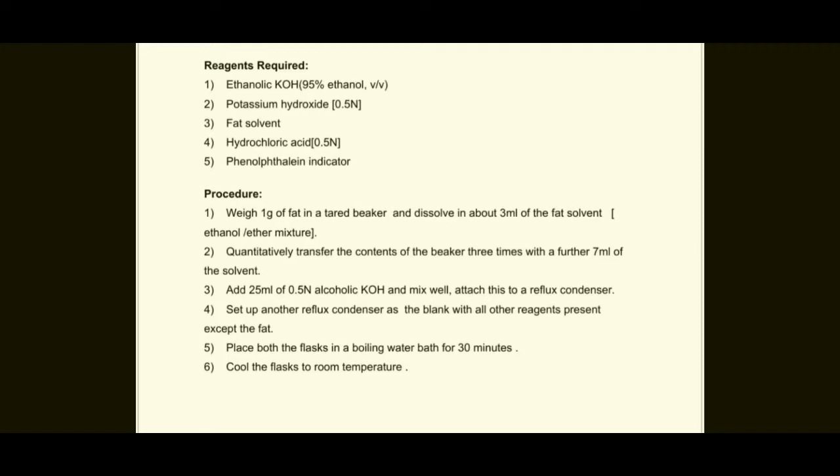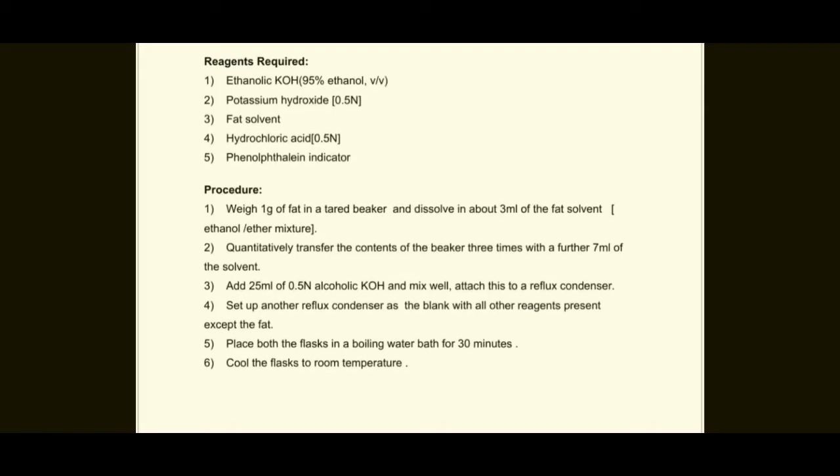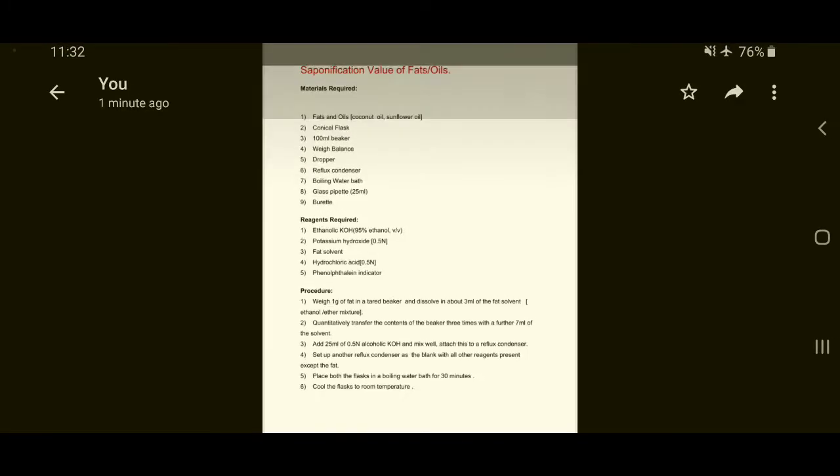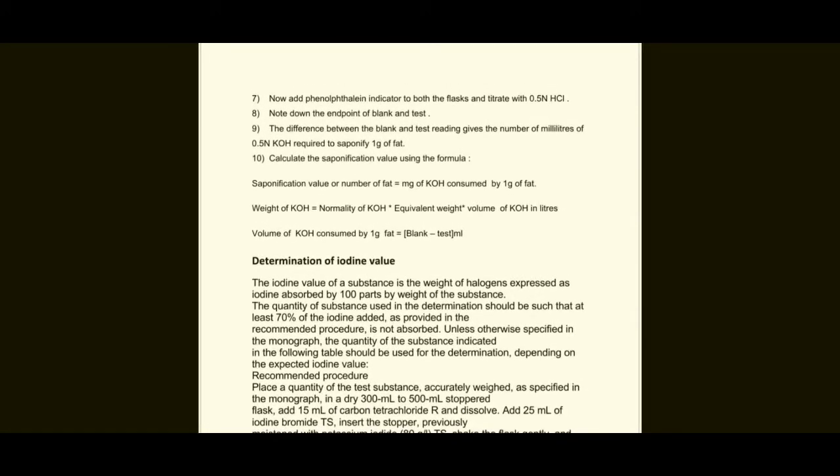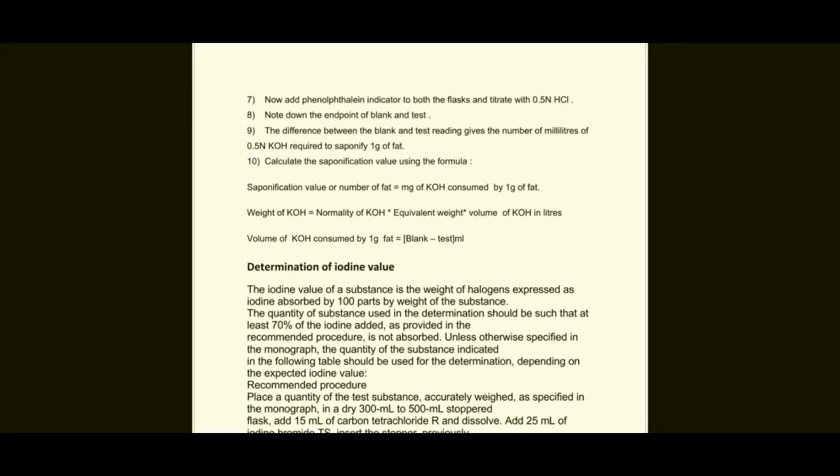After that, place both flasks in the boiling water bath for 30 minutes and cool the flasks to room temperature. Now add phenolphthalein indicator to both flasks and titrate with 0.5 N HCl, and note down the end point of the blank and the test.